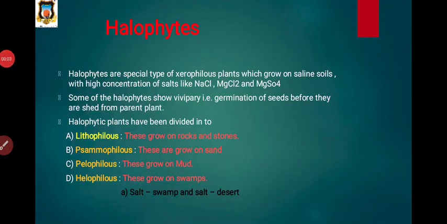Hello students, in this lecture we are studying the next ecological group, halophytes. Firstly, the definition of halophytes. Halophytes are plants that grow and complete their life cycle in habitats with high salt contents, and they are called salt plants or halophytes.